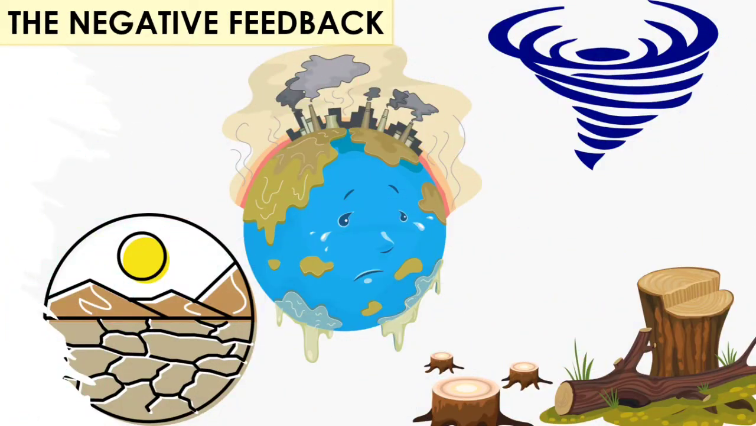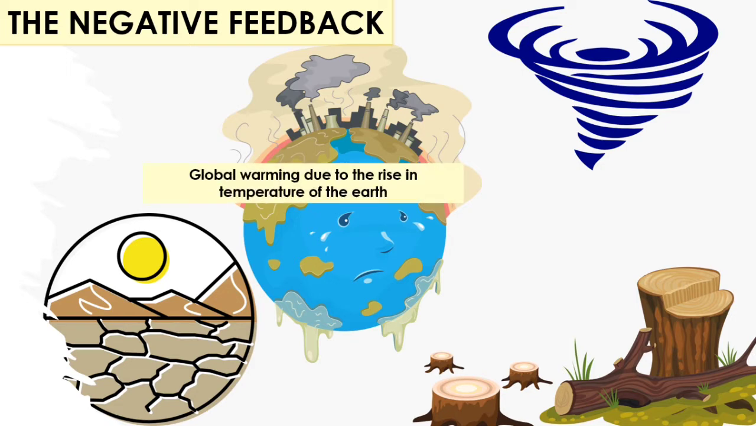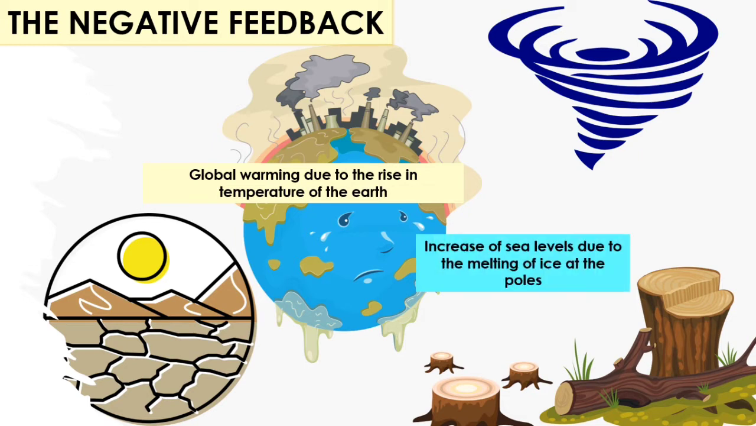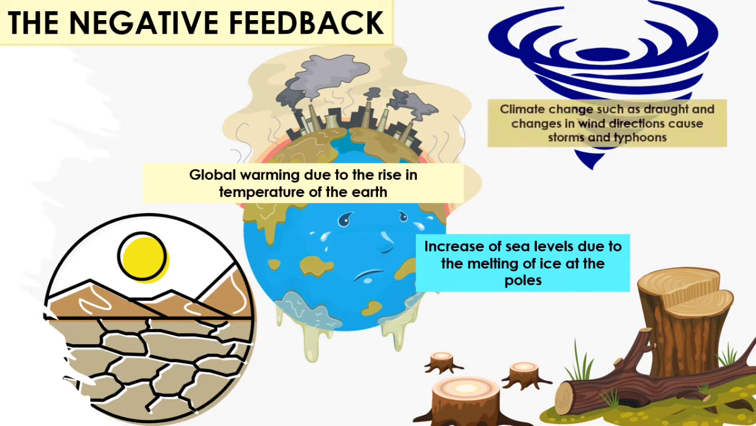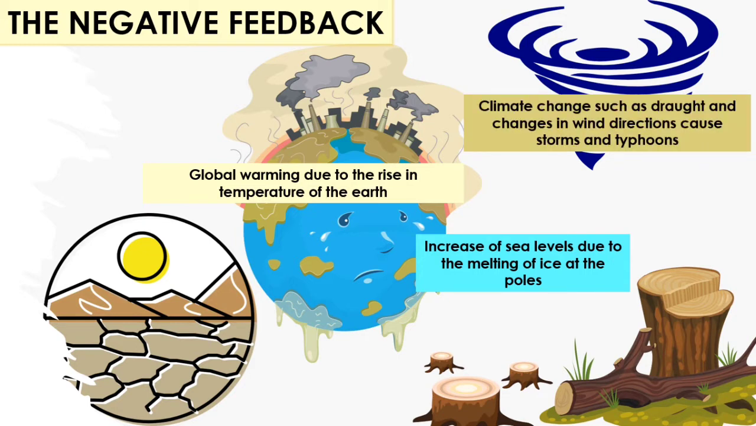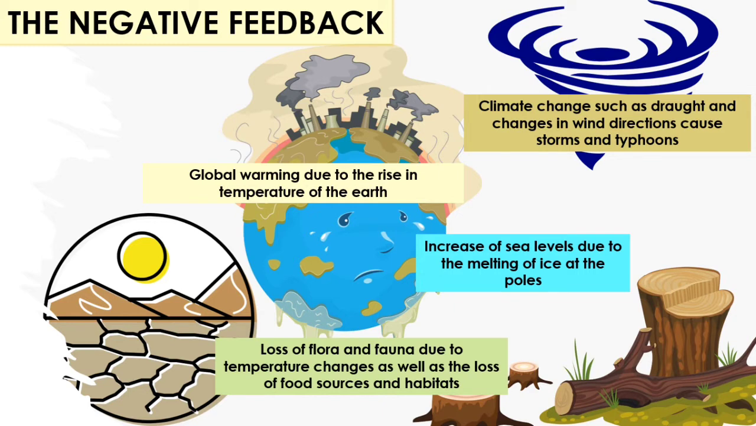So now this is the negative feedback or the kesan buruk. First, global warming due to the rise in temperature of the earth. Second, increase of the sea level due to the melting of ice at the poles. Third, climate change such as drought and changes in wind direction cause storm and typhoon. And loss of flora and fauna due to the temperature changes, as well as the loss of food sources and habitat.